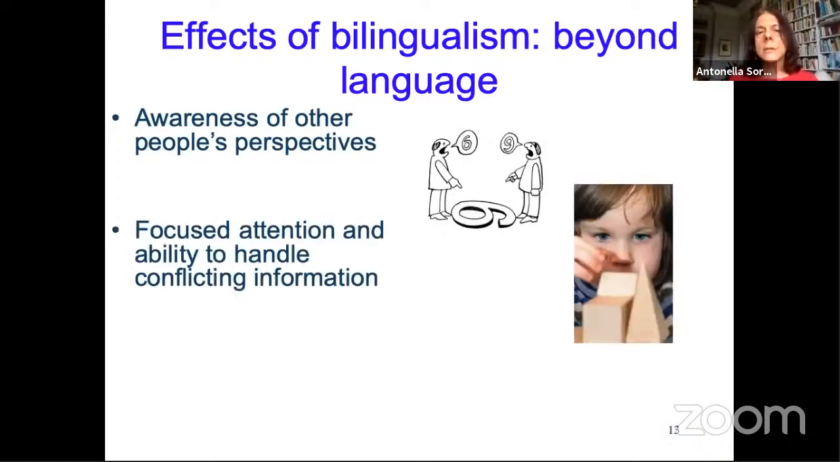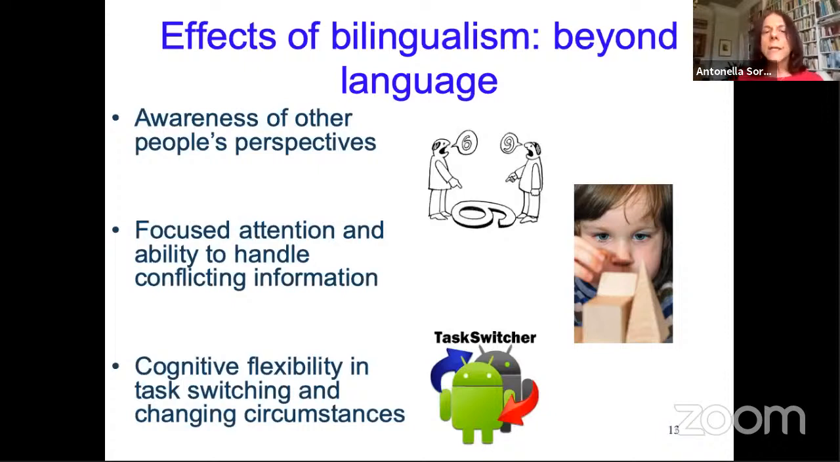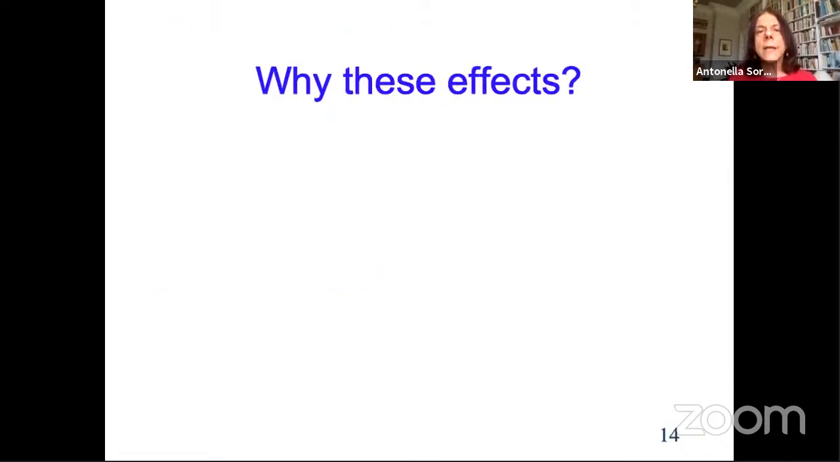The domain of focused attention, the control of attention and the ability to handle conflicts is a well-studied area of research. Being bilingual, in a broad sense, again, not just bilingual from birth, but also being able to handle more than one language, has been associated with a better control of focused attention and a better ability to ignore distracting or irrelevant information. So dealing with conflict in a general sense, and cognitive flexibility in task switching, for example, and a better adaptability to changing circumstances. I'll come back to this when I talk about language in particular. So these are well-discussed effects of bilingualism.